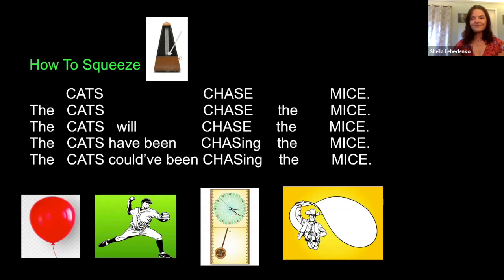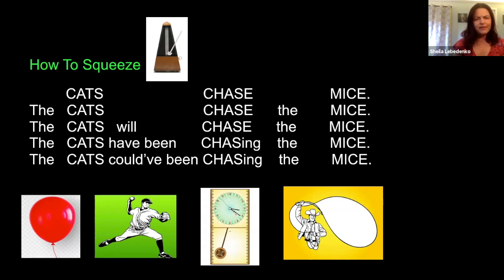Okay. Cats chase mice. The cats chase the mice. The cats will chase the mice. The cats have been chasing the mice. The cats could have been chasing the mice. Nice. I like how you were very clear on cats chasing mice every single time.